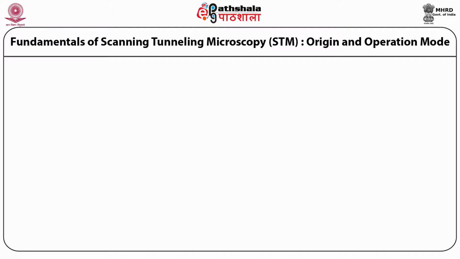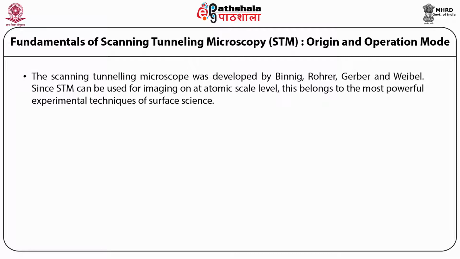Now, the origin and operation modes of this, when we talk about, we can find out about who started and what is the principle of this. The scanning tunneling microscope was developed by Binning, Rohrer, Gerber and Weibel. Since STM can be used for imaging at atomic scale level, which is a very fine level of analysis, this belongs to the most powerful experimental techniques of surface science. When we require analysis at an atomic scale level, STM is one of the best techniques that one can think of.